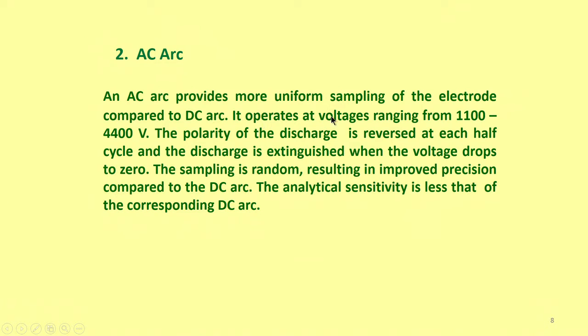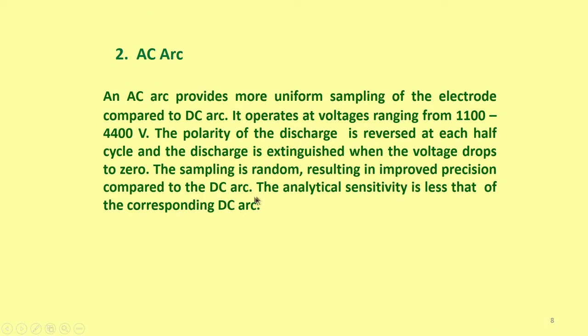Because it operates at voltages ranging from 1100 to 4400 volts, and the polarity of the discharge is reversed at each half cycle, and the discharge is extinguished when the voltage drops to 0. So, the sampling is random, that results in improved precision compared to the DC arc.